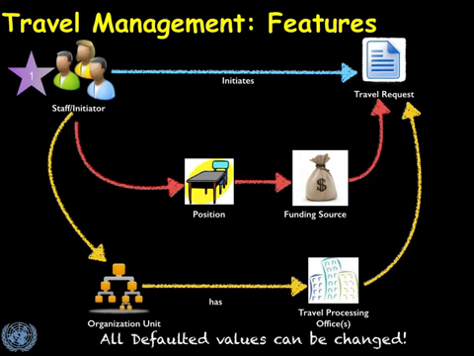If a traveler who is in New York is going to ESCAP, from ESCAP he is going to a different country, he can initiate the travel request in ESCAP, and the system will default all his New York funding source and the New York travel processing office, and the staff member can go and override the defaults depending upon his particular request of that specific travel.